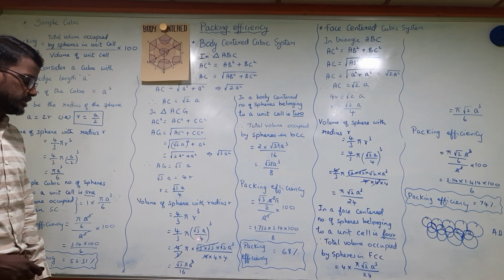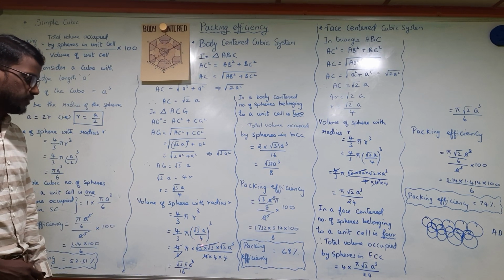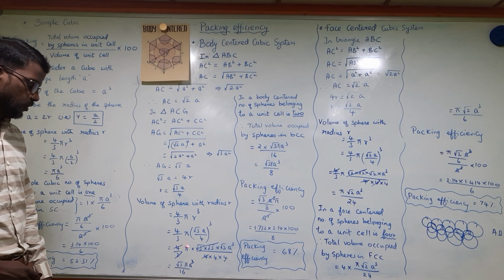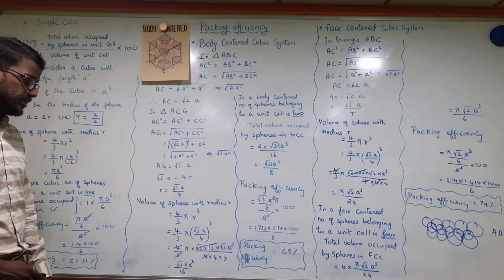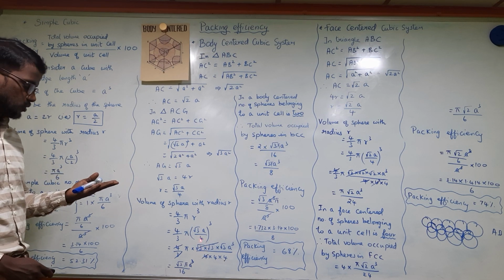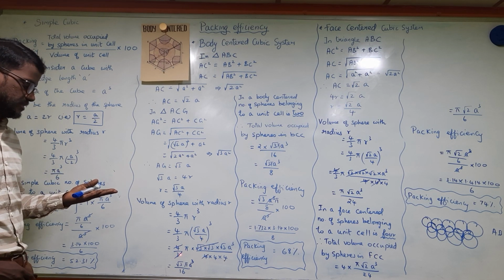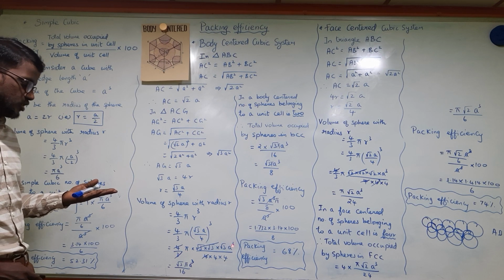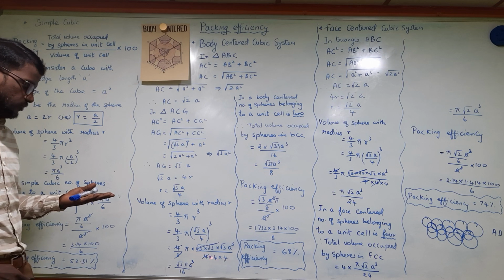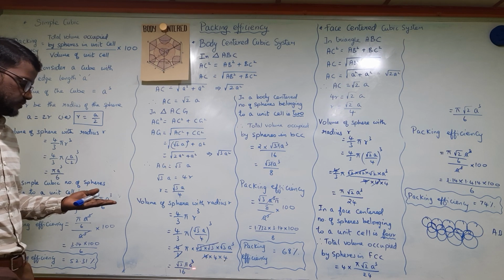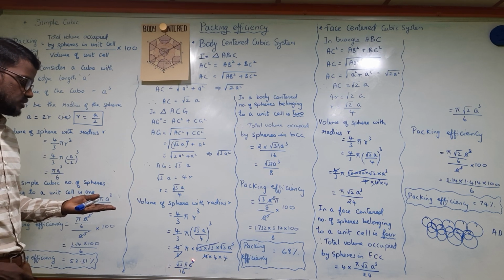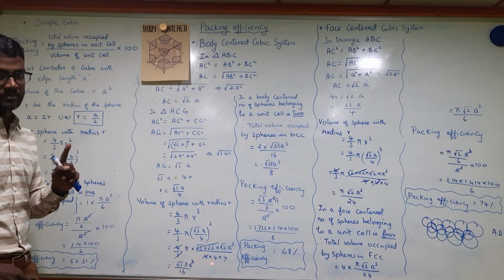I have simplified, you can see over here. So root 3 into root 3 into root 3 into a cube by 4 into 4 into 4. Now 4 and 4 get cancelled. Root 3 into root 3 is 3, so 3 and this 3 get cancelled. What is left out? Pi, root 3, and a cube are left out, by 4 into 4, so it becomes 16. This is what I have worked out over here. This is the volume occupied by one sphere.